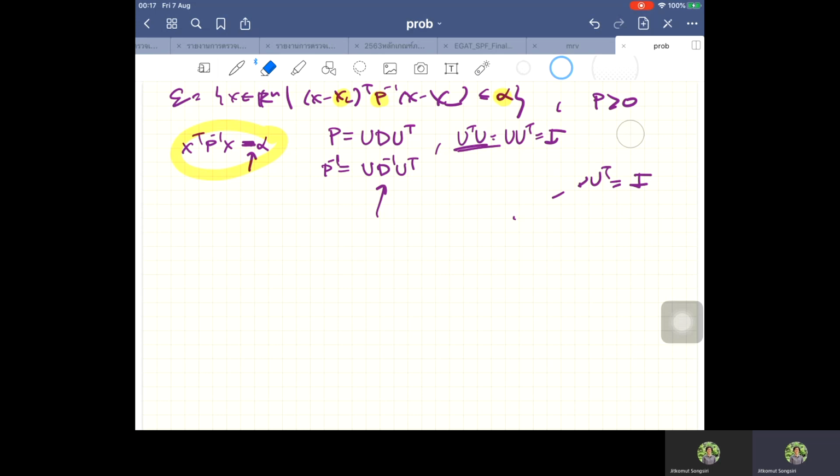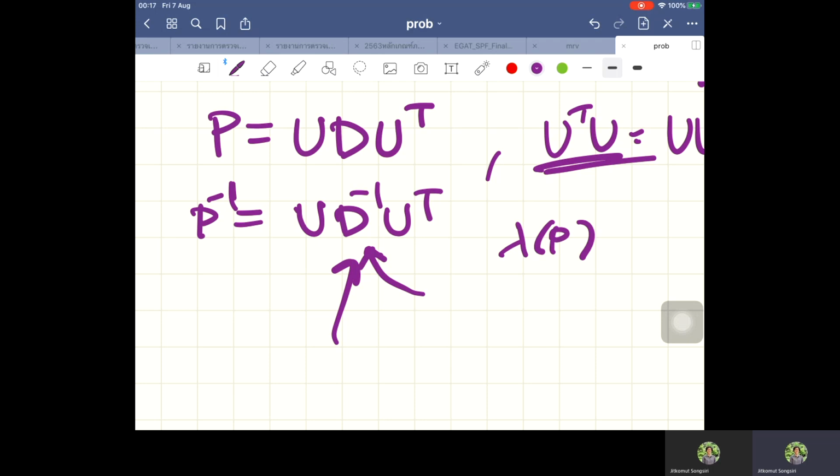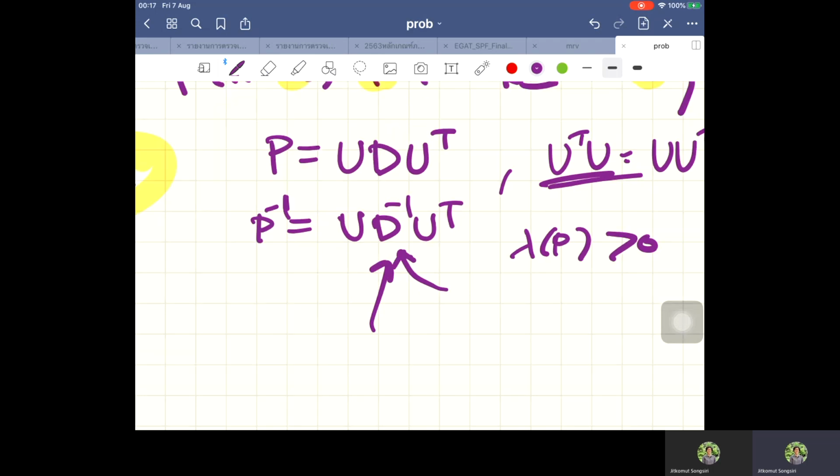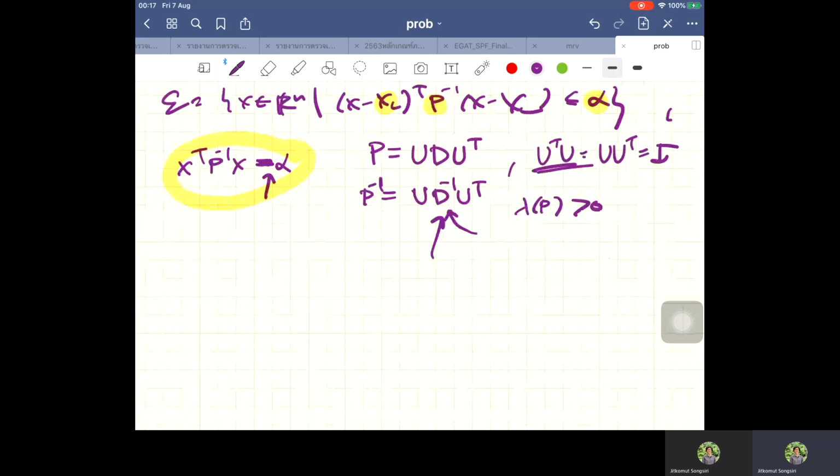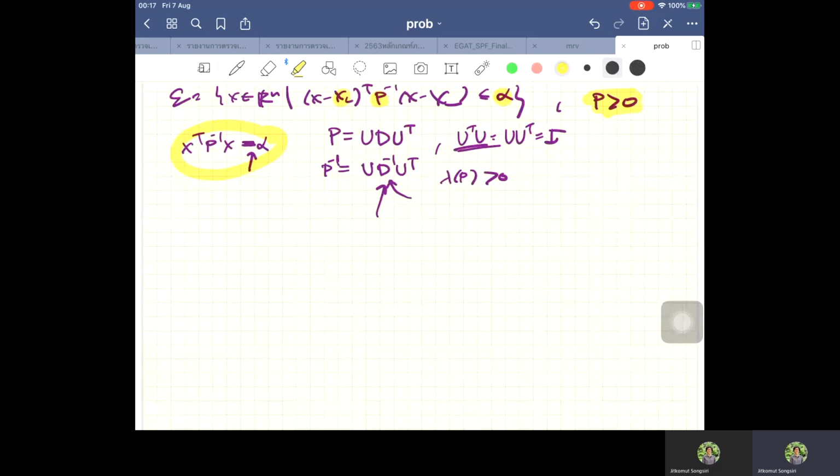Of course, the inverse exists because the eigenvalues of P are all positive from the assumption. From the assumption that P is positive definite, all the eigenvalues are strictly greater than 0. Okay. Now we're going to plug this term into the equation of x.